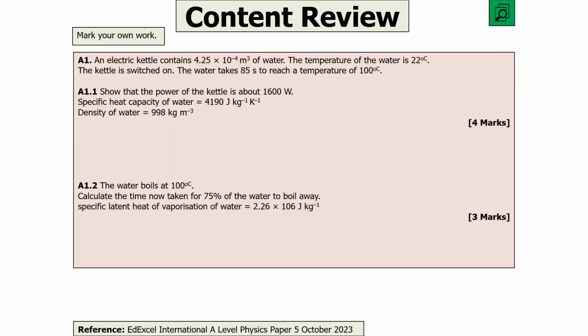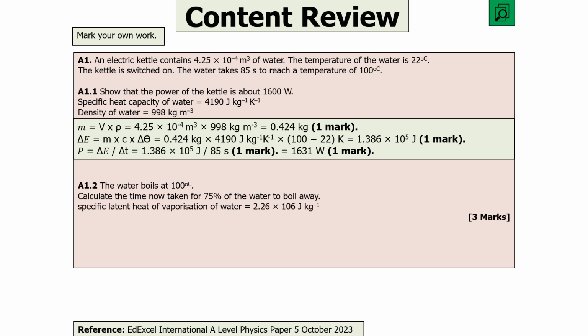Right, in this first one, we can work out the mass because we've got the density, we've got the volume. So we get 0.424 kilograms. We know that the energy change in this case is going to be linked into the change in temperature because we are changing temperature here. So it's mc change in temperature. Pop in all the values and we get 1.386 times 10 to the 5 joules. We know power is energy over time, so you can work it all through to be 1631 watts.